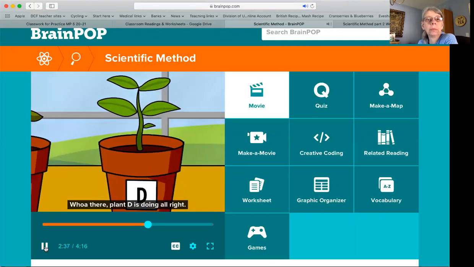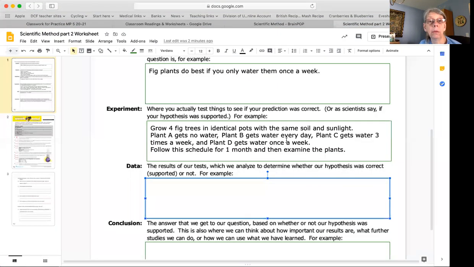Whoa, plant D is doing all right. All right, look at plant D. It's taller. 4 nice, healthy, big leaves. We got a new one coming here, which isn't really where I would expect it. And this one, it's nice and tall. It's not drooping. So this one looks pretty good. So we can come over here and summarize this.